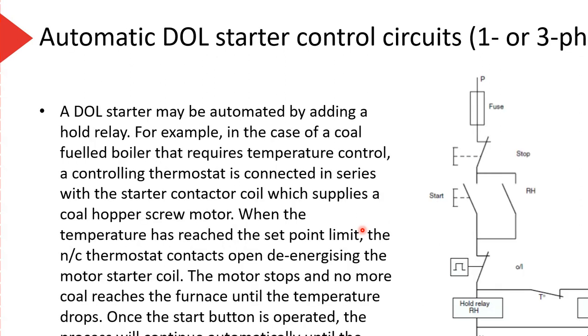Automatic DOL starter control circuits, 1 or 3 phase. A DOL starter may be automated by adding a hold relay. For example, in the case of a coal-fueled boiler that requires temperature control, a controlling thermostat is connected in series with the starter contactor coil, which supplies a coal hopper screw motor. When the temperature has reached the set point limit, the normally closed thermostat contact opens, de-energizing the motor starter coil. The motor stops and no more coal reaches the furnace until the temperature drops.